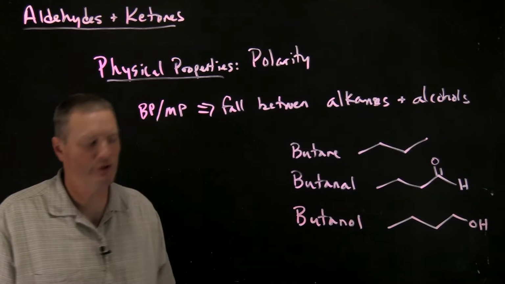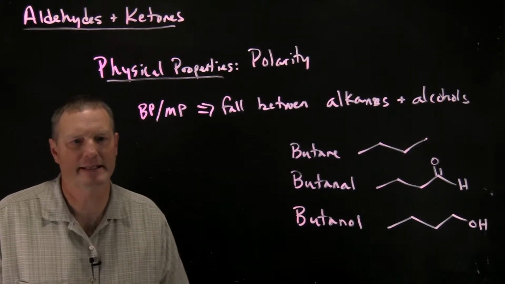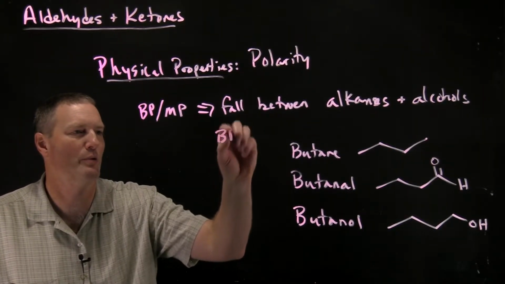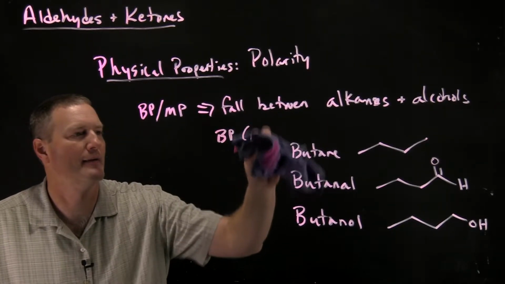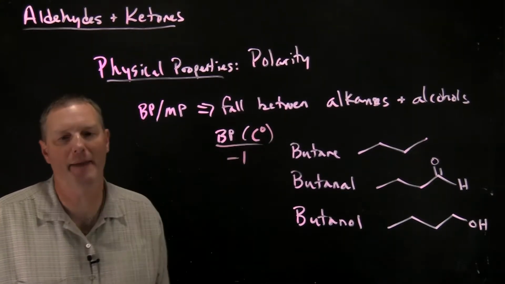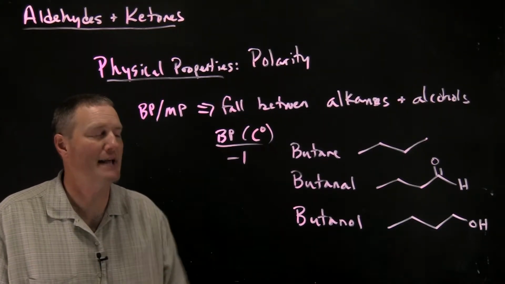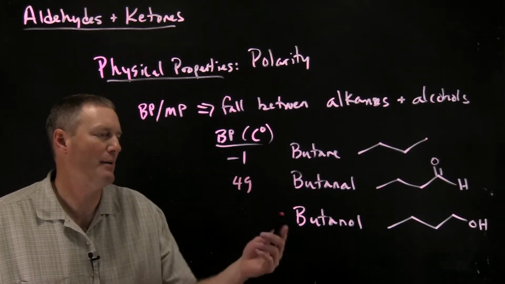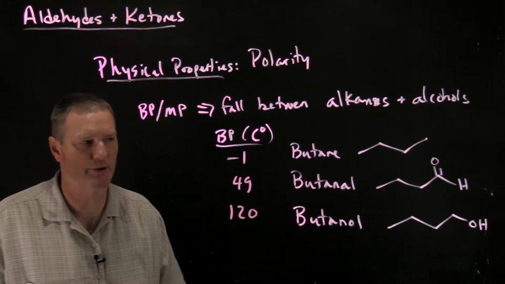Okay, so notice the structure of these is all fairly similar, but if I were to examine the boiling points of these, it turns out that butane boils at a quite low temperature. So if I looked at boiling points in degrees centigrade, butane boils at about -1 degree centigrade. So at room temperature, it's a gas. Butanal boils a little bit higher, 49 degrees centigrade. But butanol, which has an alcohol group, boils at approximately 120 degrees.